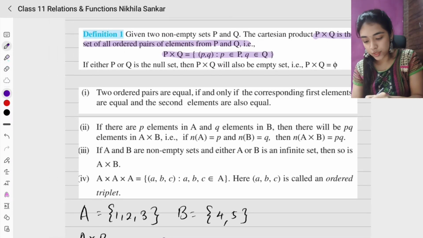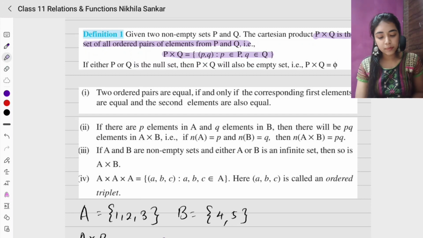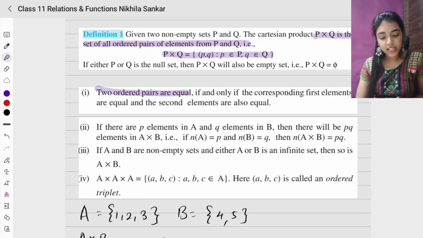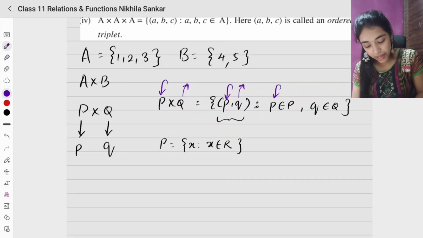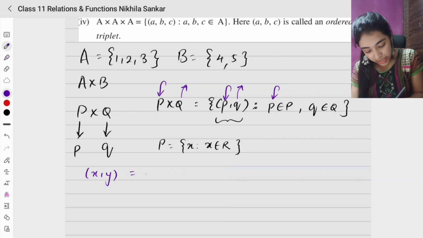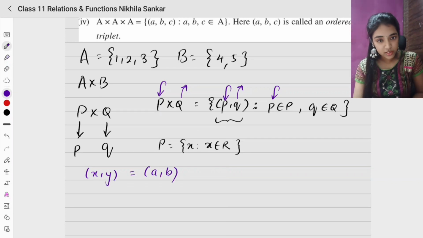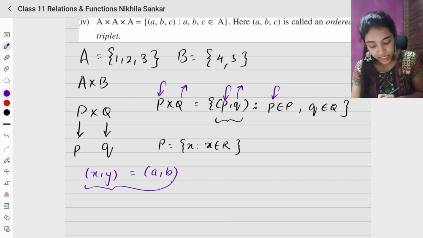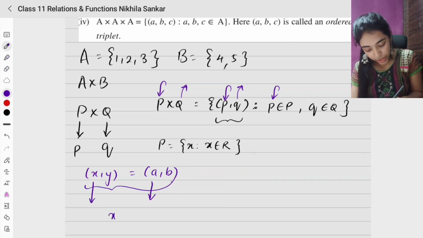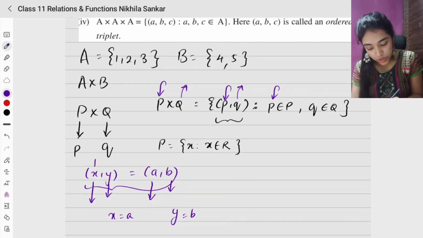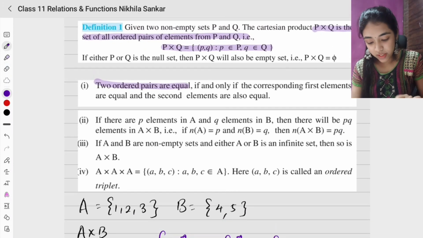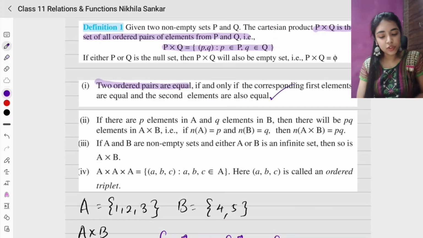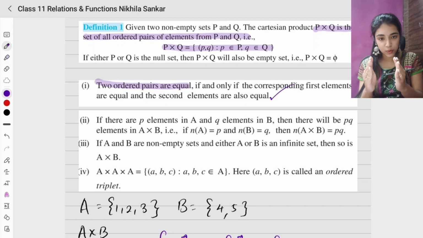Now next we have a few rules. What rules do we have? Two ordered pairs are equal if and only if the corresponding first elements are equal and second elements are equal. What that means is, for example, you have (x, y) equals (a, b). You have these two to be equal only when x is equal to a and y equals b. Only when the first elements are equal and the second elements in the pair are equal. That is what is given in the definition.